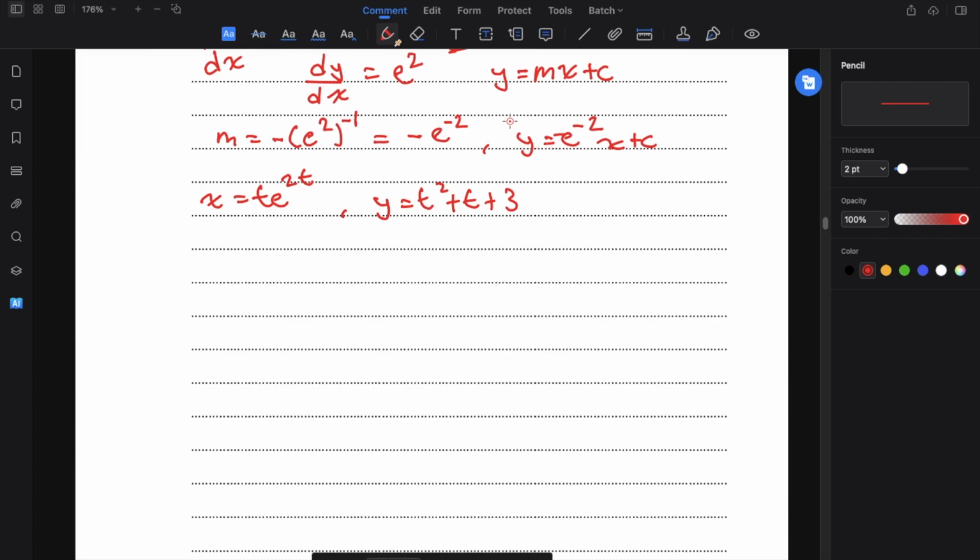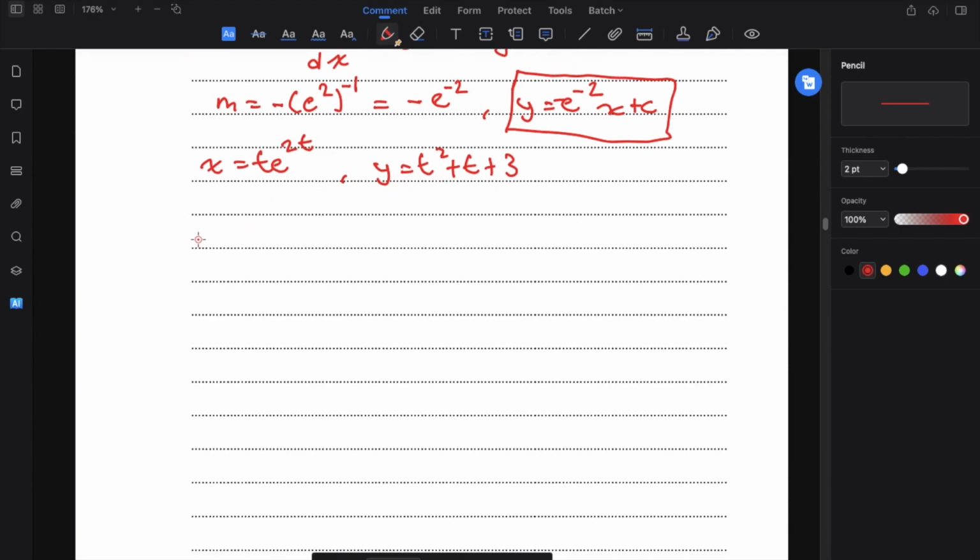We substitute into this equation right here, so we can find the value of c and create the straight line equation. So when t is equal to minus 1, x is equal to minus e to the power minus 2 and y is equal to minus 1 whole squared is 1 plus minus 1, so minus 1 plus 3, which is 3. So x is equal to minus e to the power minus 2 and y is equal to 3.